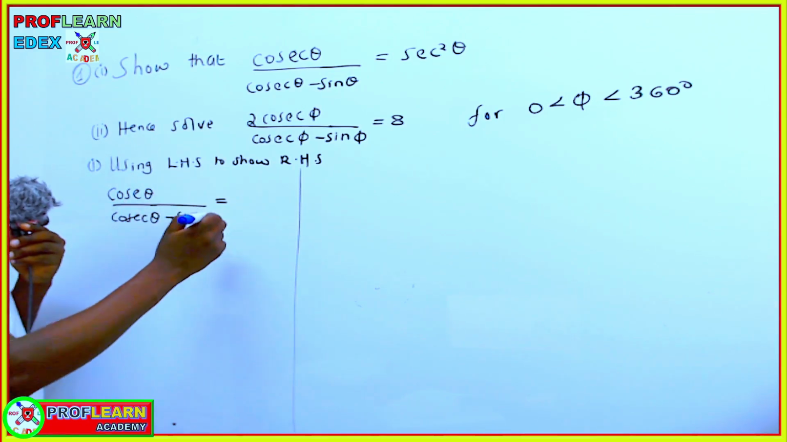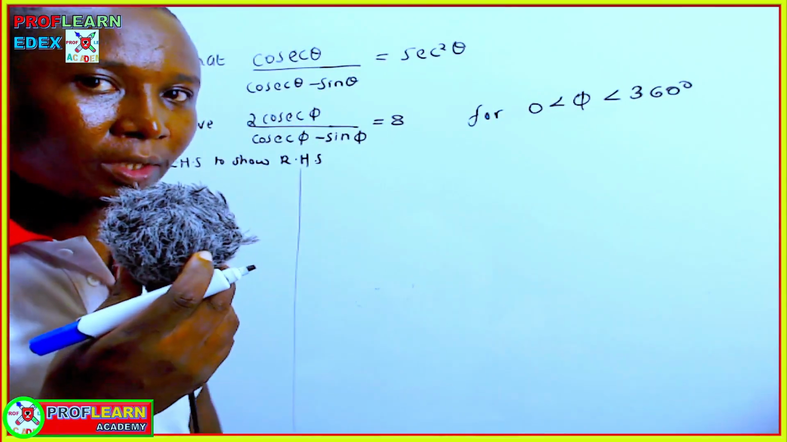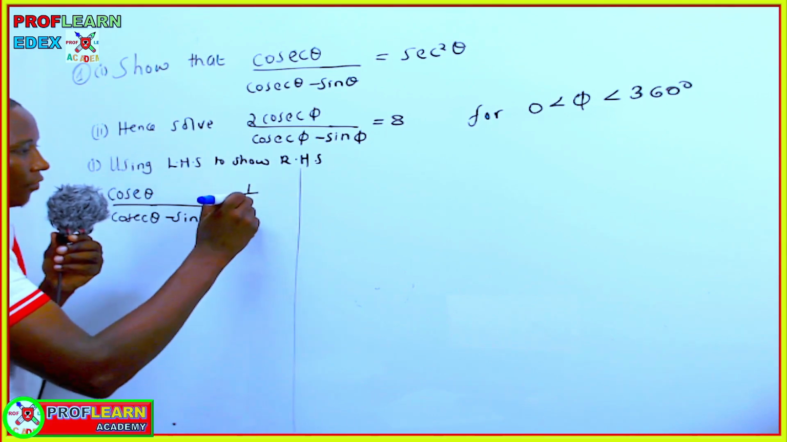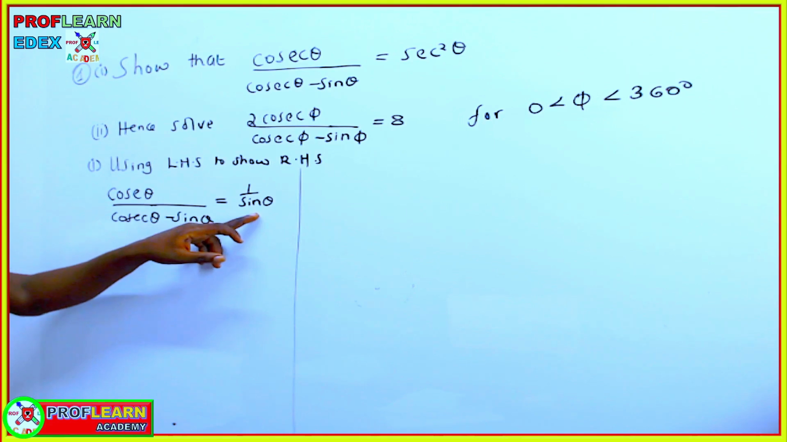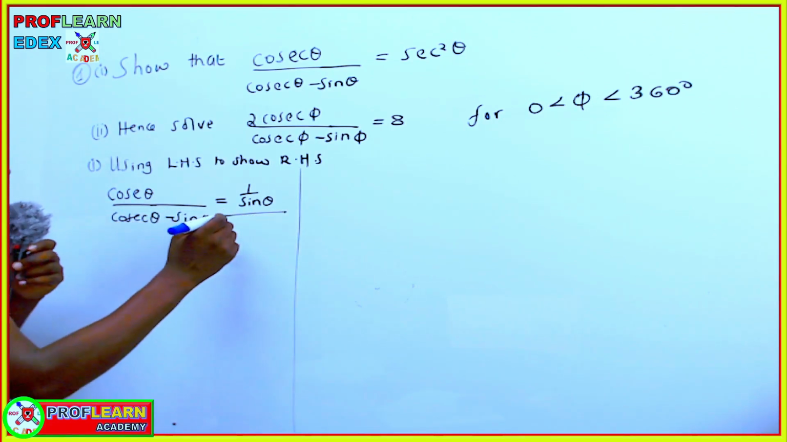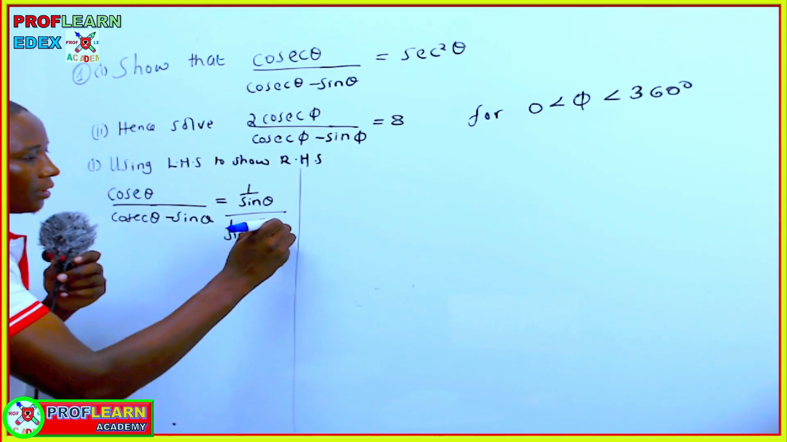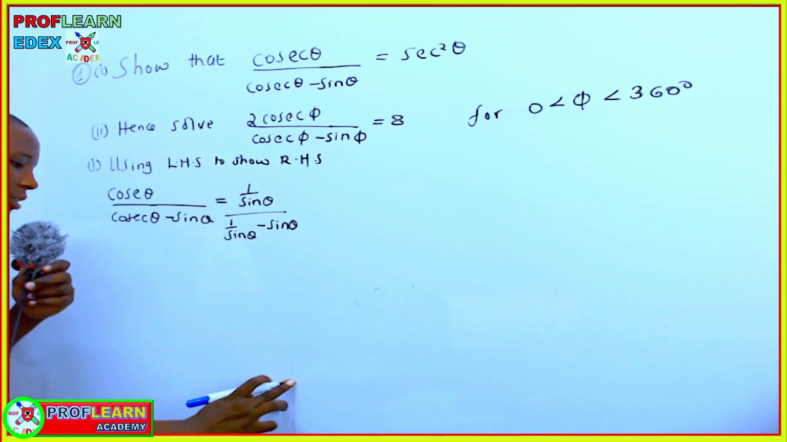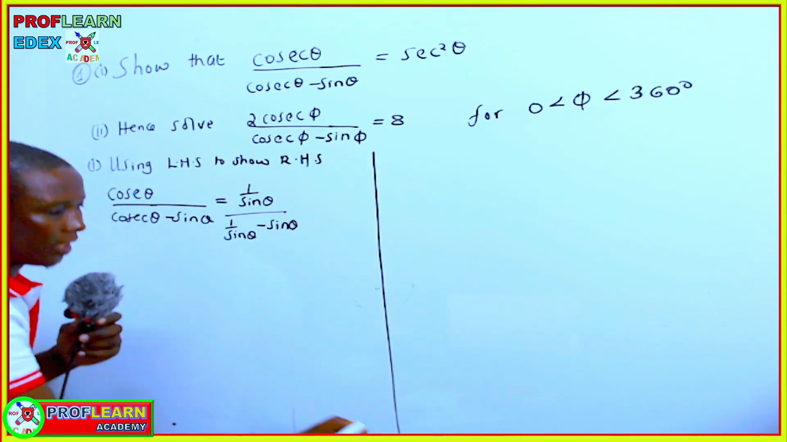Now I can rearrange this because I know cosec theta is the same as 1 over sine theta. So I can write this as 1 over sine theta, because cosec theta is 1 over sine theta, all over 1 over sine theta, then minus sine theta. I would like to make use of this space properly, because that space is not really enough.